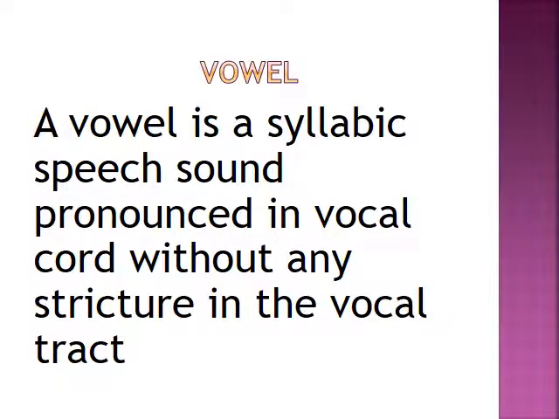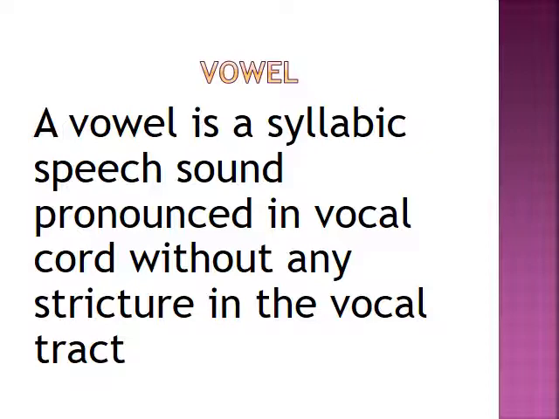Okay, on the first slide, I would like to give you a definition of vowel. There are so many definitions of vowel, but this is one of them. So what is vowel? A vowel is a syllabic speech sound pronounced in vocal cord without any strictures in the vocal tract. You know what is vocal cord, right? So, vowel is made and produced in the vocal cord.